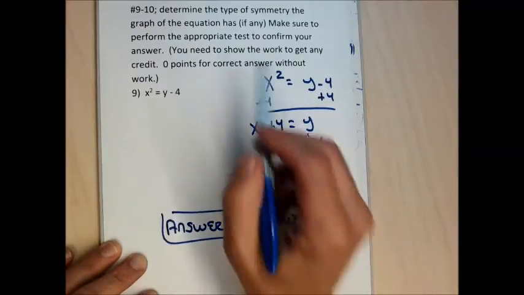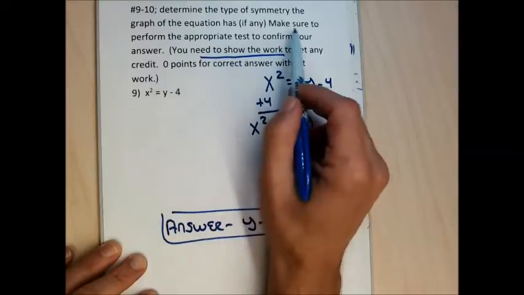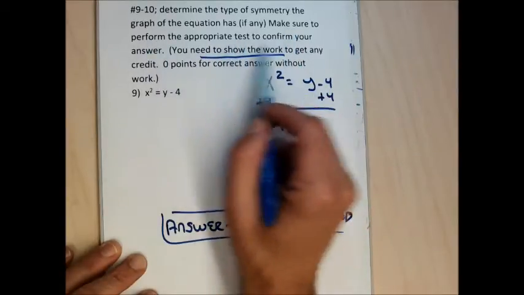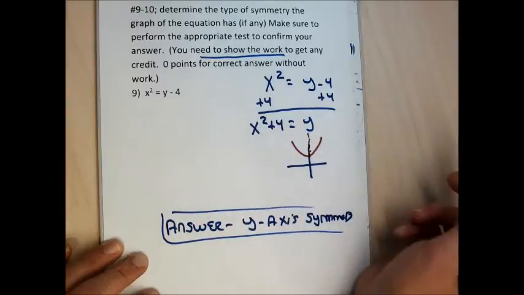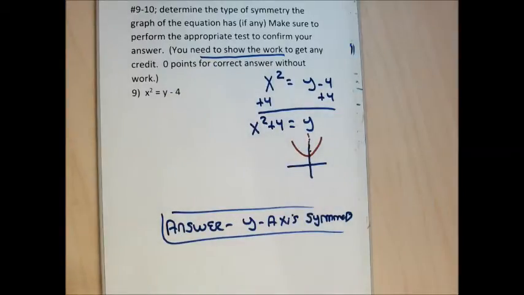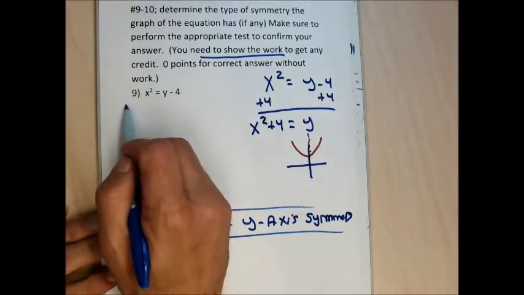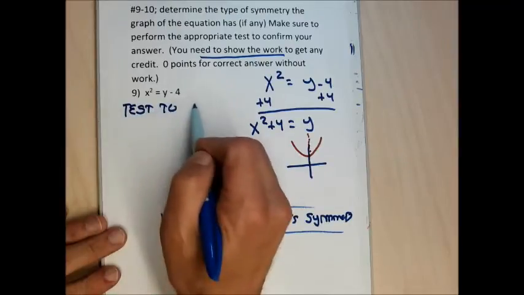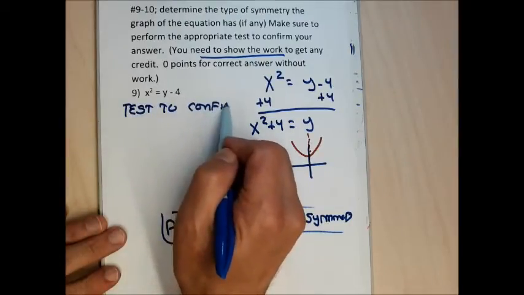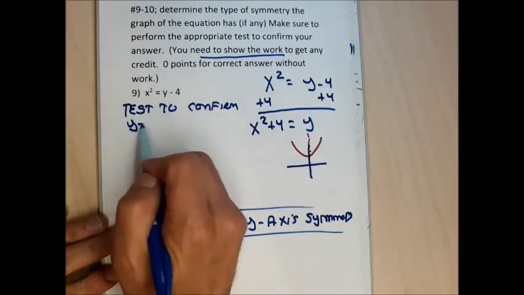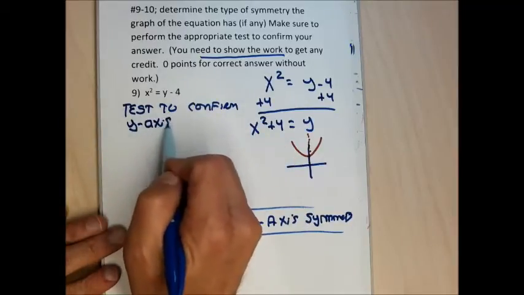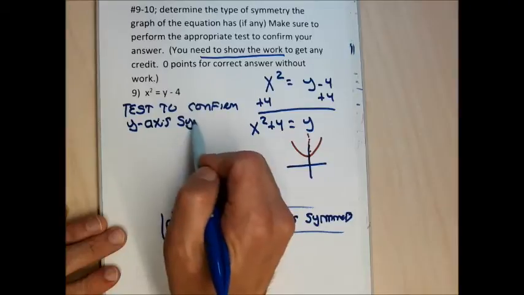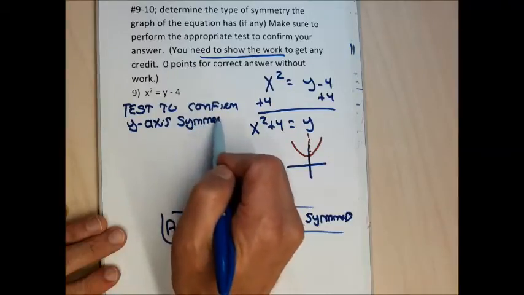And it says here you need to show work. Make sure to perform the appropriate test to confirm your answer. 0 points for correct answers without work. So let me do the work. The test to confirm the y-axis symmetry is to replace the x with a negative x and then to simplify.